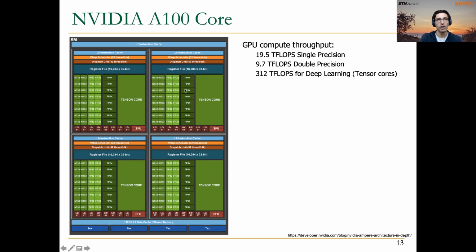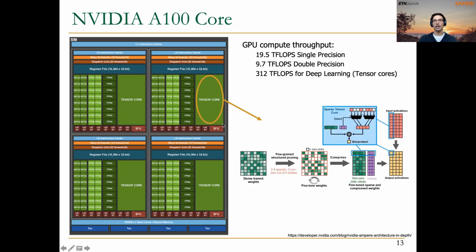And if you check the different blocks that compose this A100 core, you will see that it's also heterogeneous by itself. It has integer 32 units, 32-bit floating point units, 64-bit floating point units, and also other specialized processing elements called tensor cores, that are specialized for deep learning. We will talk about them in a later lecture.